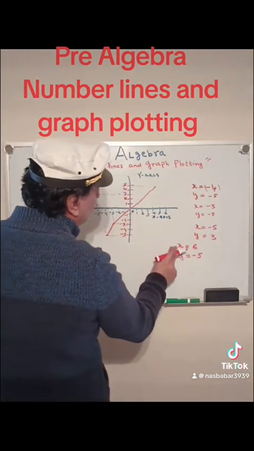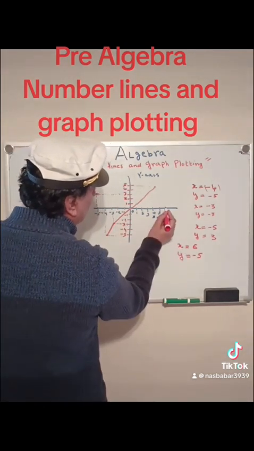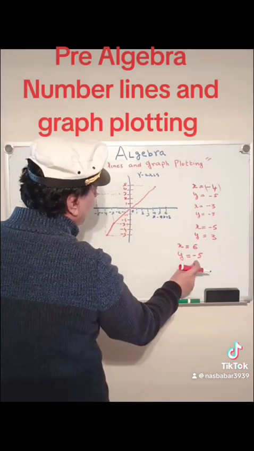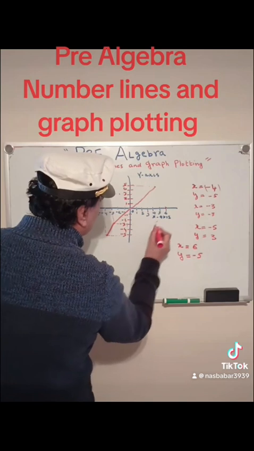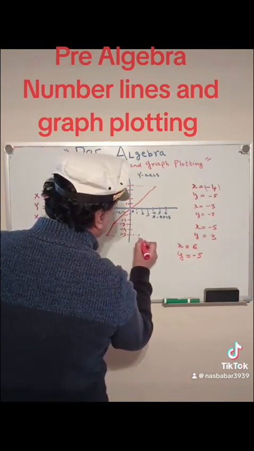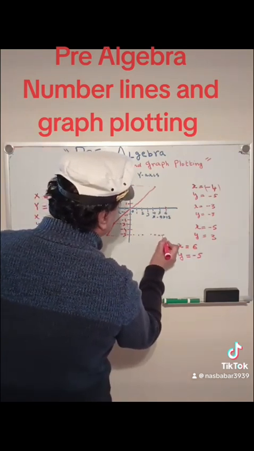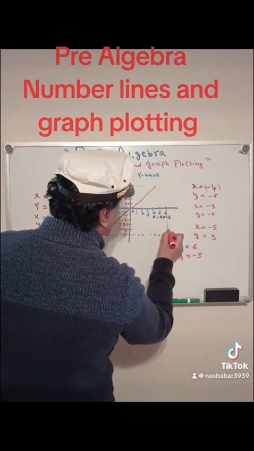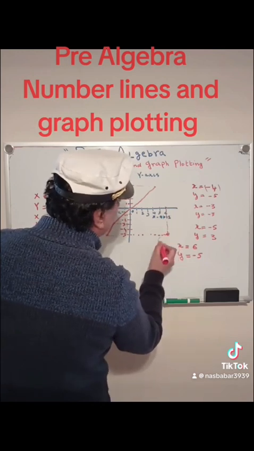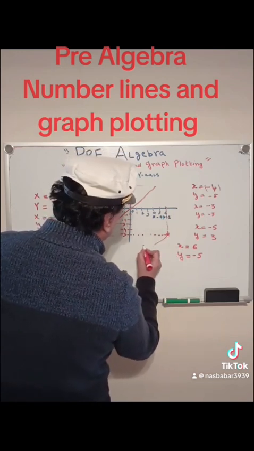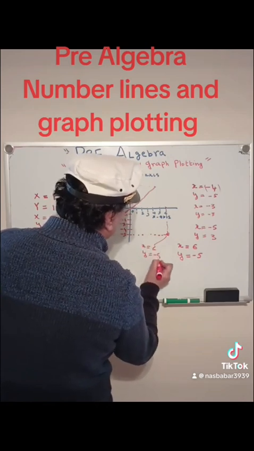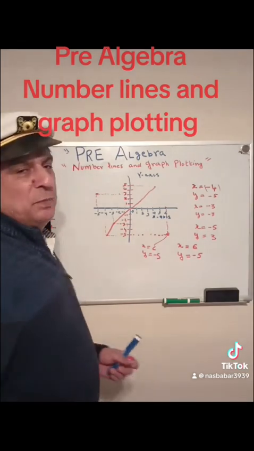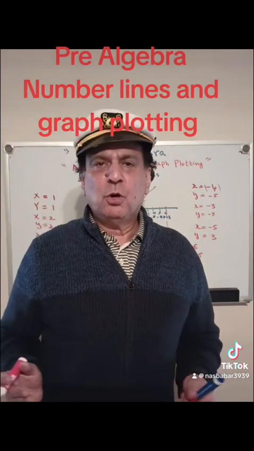So x is equal to 6. Boom, right here. This is 6. y is equal to -5, down right here. So draw an imaginary dotted line here up to 6 and bring this down right here. So this is the point where we have x equal to 6, y equal to -5. So this is basically how to plot the graph.